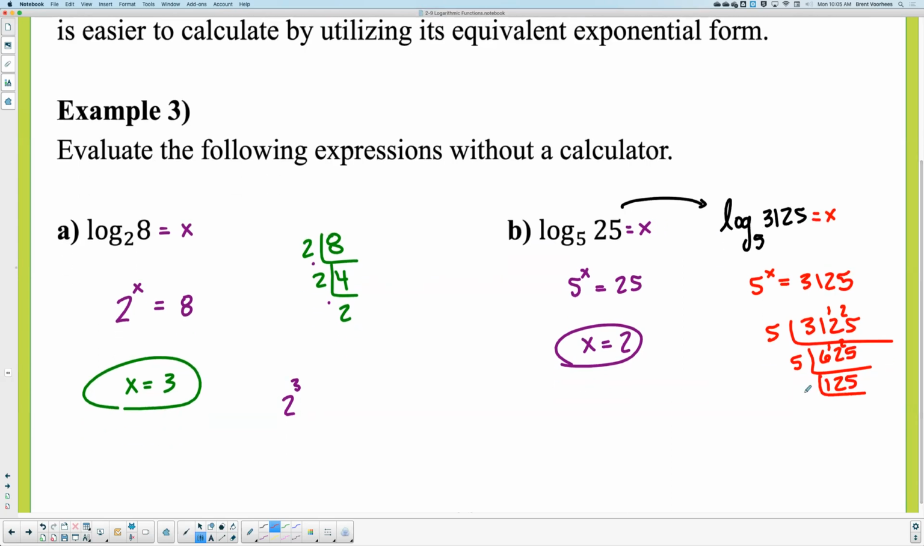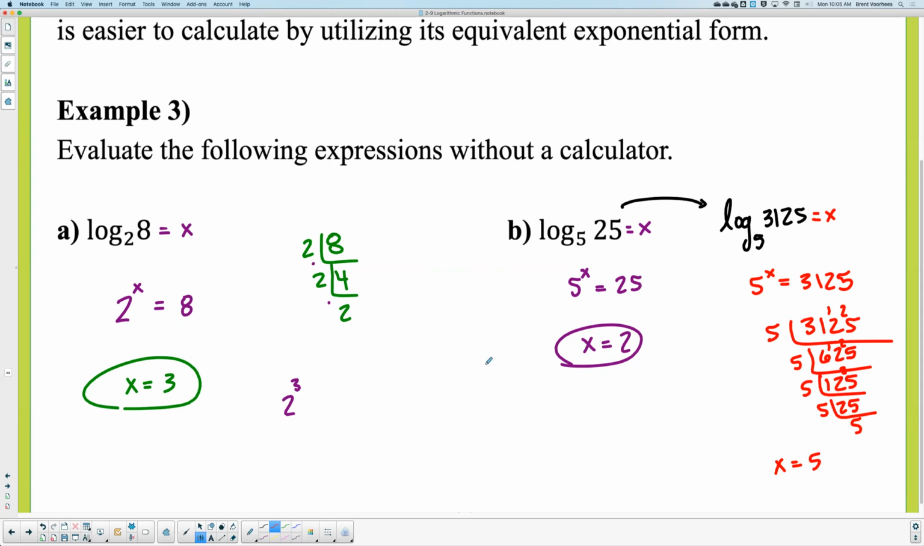So can 5 go into 125? Can it go into 1? No. Can it go into 12? Twice with the remainder of 2. Can 5 go into 25? 5 times. Can 5 go into 25? 5 times. All right, count them up. 1, 2, 3, 4, 5. X would be 5 here.